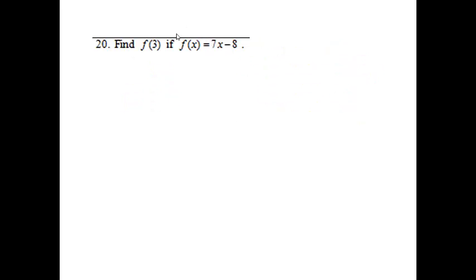Okay, and then the last one, find f of 3 if f of x is equal to 7x minus 8. Well, first of all, remember when it says f of x equals, it's just saying, hello, I'm a function. We don't need that. So basically all we're doing is wherever we see an x, we're going to put a 3 right there. So we're going to have 7 times 3 minus 8. So 7 times 3 is 21, minus 8 is 13. And there we go.